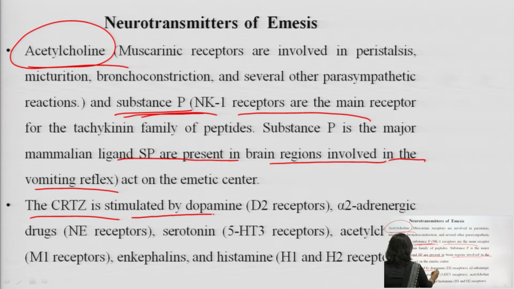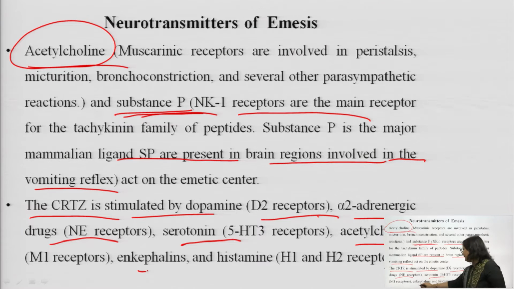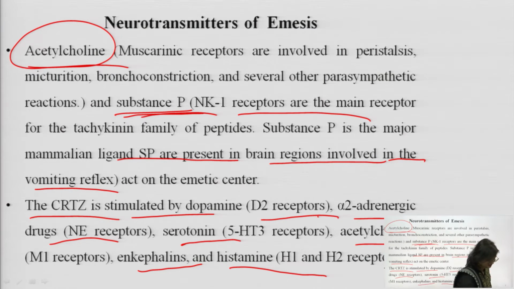The CRTZ is also stimulated by dopamine. Dopamine is the ligand for D2 receptors. The CTZ, or chemoreceptor trigger zone, is also stimulated by alpha-adrenergic drugs. Serotonin, acetylcholine, enkephalins and histamines are all other neurotransmitters for emesis.